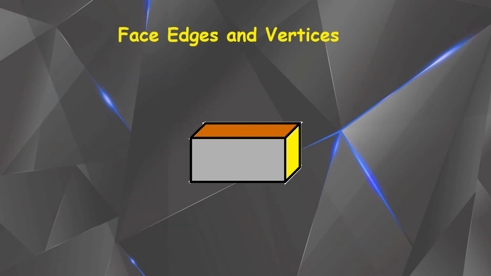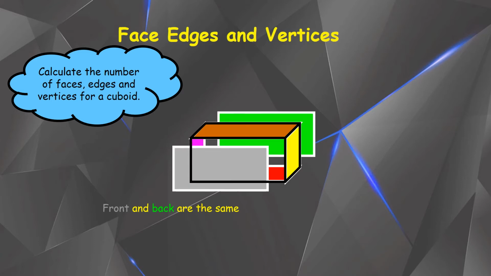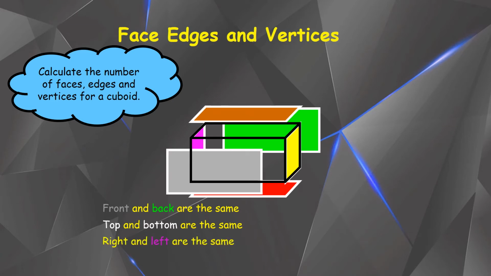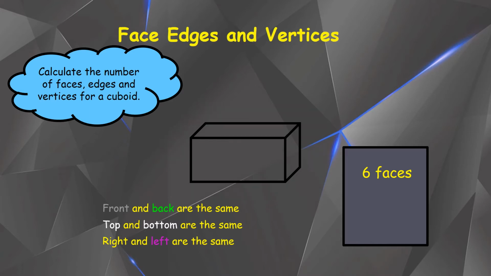So let's find how many there are. Front and back are the same. Look at that. They are the same, right? And top and bottom are also the same, in the case of the cuboid. And right and left are also the same. See? So how many faces are there? There are 6 faces: 1, 2, 3, 4, 5, 6.